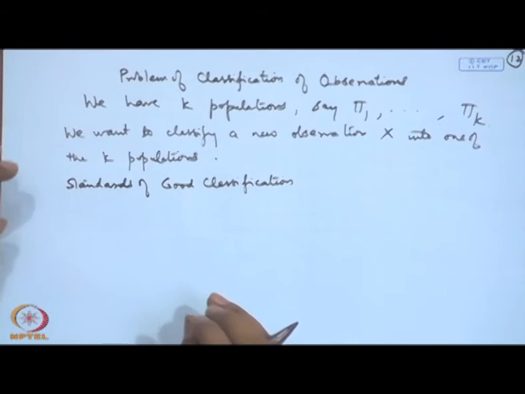In a very rough or simple way, we can say, if we classify an observation into one of the populations, then either it is a correct classification or it is an incorrect classification. So, a criterion for checking the goodness of the classification procedure could be the probability of incorrect classification. We call it the probability of misclassification. If the probability of misclassification remains low, then it is a good procedure.